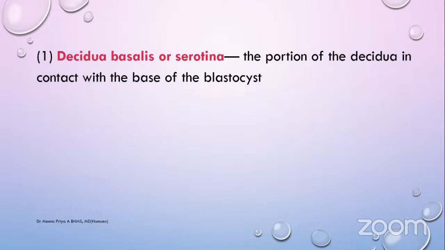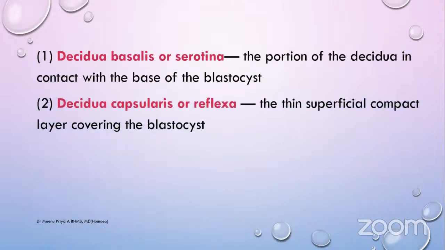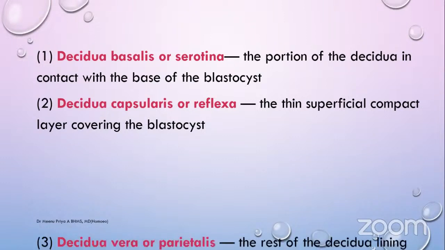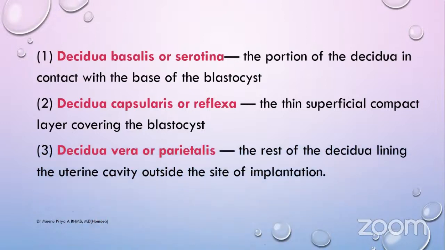Next, there are a few terms which can be asked. Decidua basalis or serotina: what is it? It is the portion of decidua in contact with the base of the blastocyst. So the part directly in contact with the blastocyst is decidua basalis or serotina. Next is decidua capsularis or reflexa. This is the thin superficial compact layer covering the blastocyst. So the base of the blastocyst is basalis, and the covering of the blastocyst is capsularis or reflexa. And decidua vera or parietalis is the rest of the decidua lining the uterine cavity outside the site of implantation, which is not in contact with the site of implantation. The remaining everything is decidua vera or parietalis.